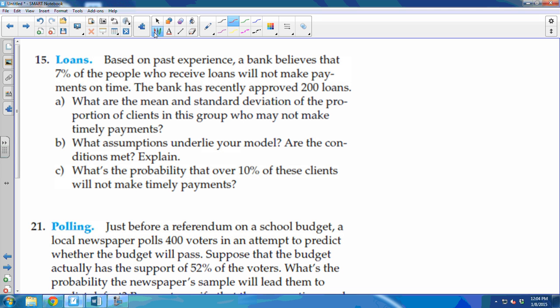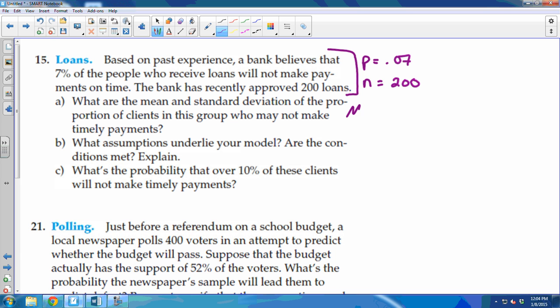All right, on 15. Based on past experience, a bank believes that 7% of the people who receive loans will not make payments on time. The bank has recently approved 200 loans. So what do they give us in the prompt that's probably important? We're going to say 0.07 is p, the true population proportion, and our sample size is 200, right? That's probably important. On A, what are the mean and standard deviation of the proportion of clients in this group who may not make timely payments?